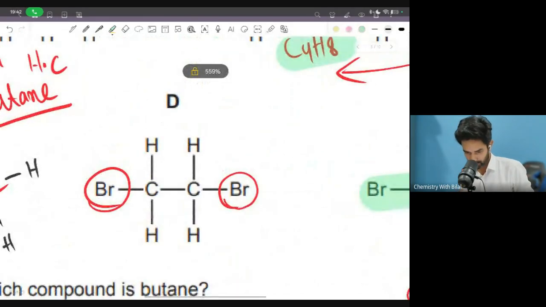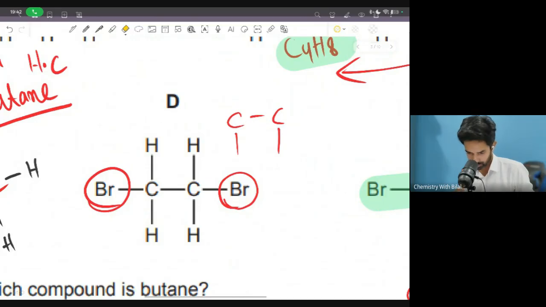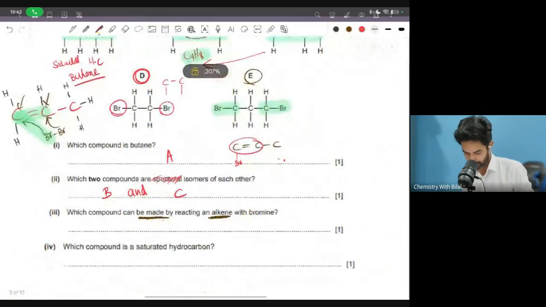ये वाला स्ट्रक्चर ठीक है, इसमें है ही 2 कार्बन. इमेजिन ये एल्कीन है, अगर ब्रोमीन ऐड करोगे, एक ब्रोमीन यहाँ आ जाएगी, एक यहाँ, और डबल बॉन्ड विल डिसअपीयर और रेस्ट हाइड्रोजन्स आर देयर. So this is the compound which is formed when bromine reacts with alkene. So D has to be the correct answer.